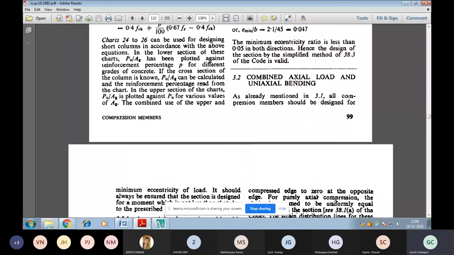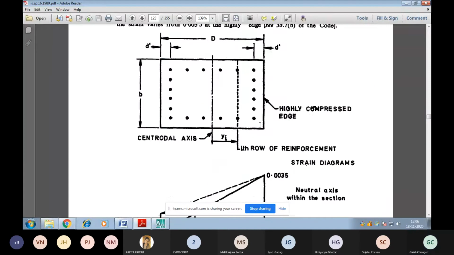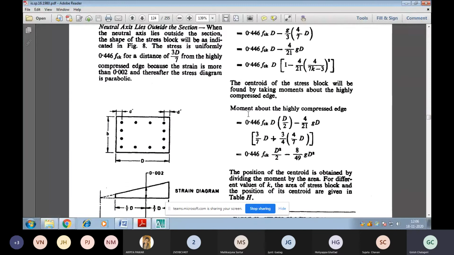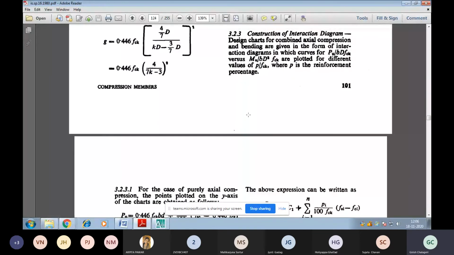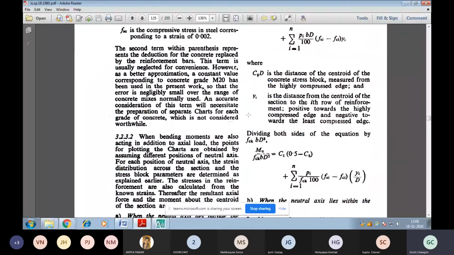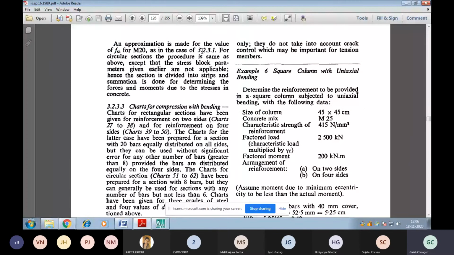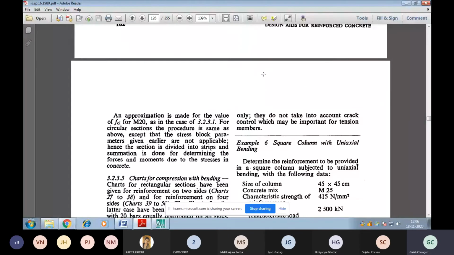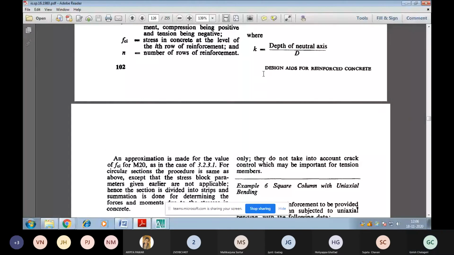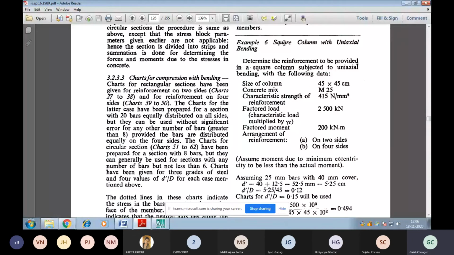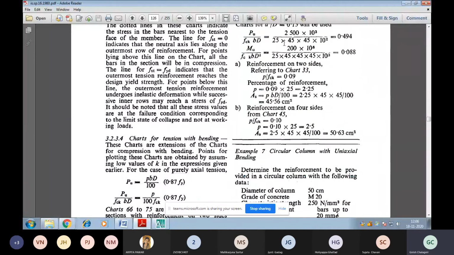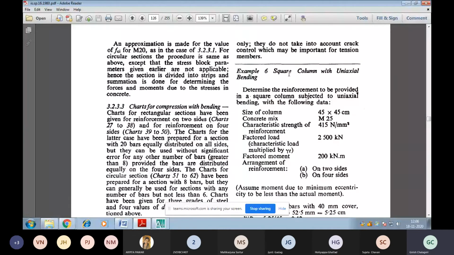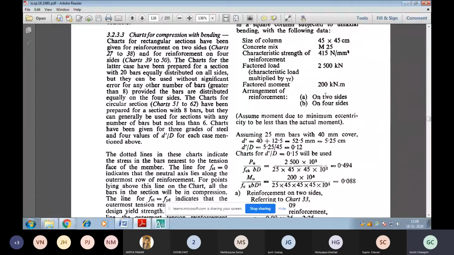Next comes combined axial load and uniaxial bending. The method is given: how to find the area, and what the procedure is. After this, one problem has been solved. We can see example number 6 from page number 103, where a square column with uniaxial bending is done. So you can use the same procedure for this. The given data is already available.